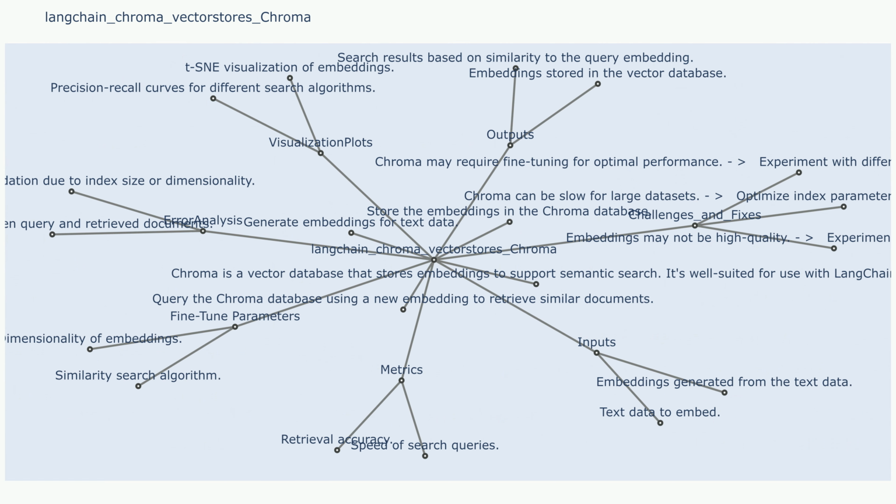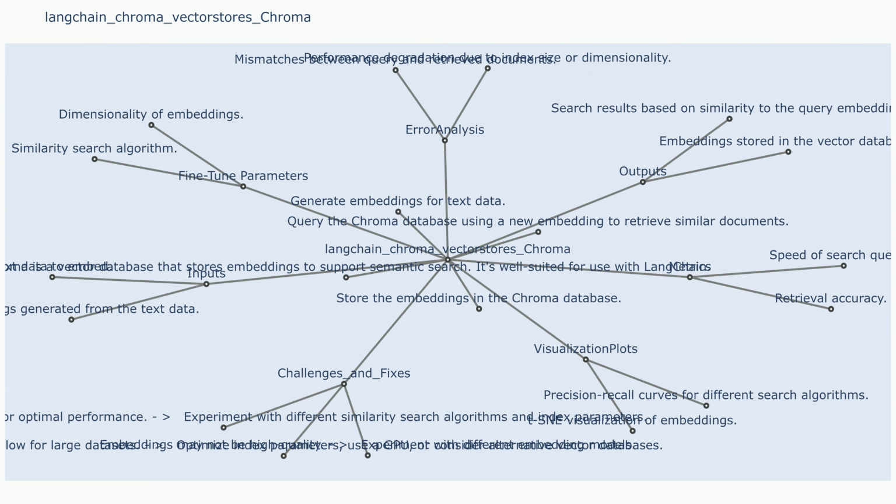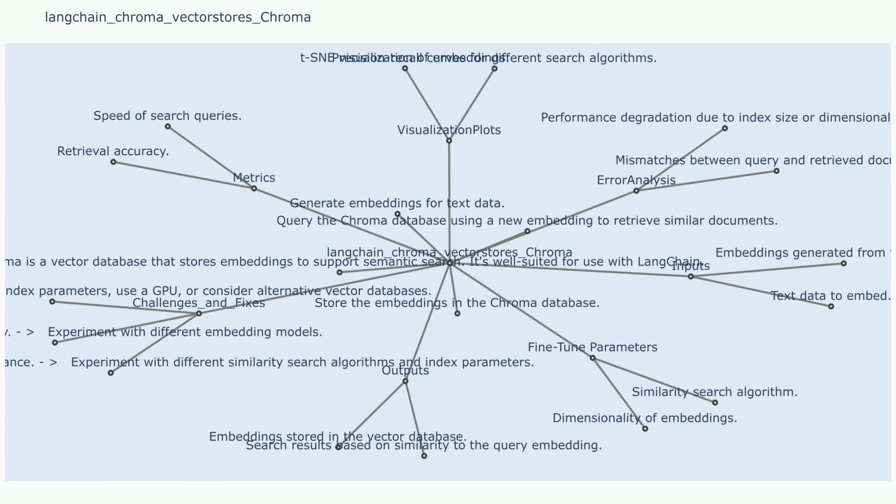Fine-tune parameters. Embedding model. You can experiment with different pre-trained embedding models, e.g., different OpenAI models, sentence transformers models, to find the one that best fits your specific application. Similarity function. You can choose from different similarity functions, e.g., cosine similarity, Euclidean distance, to adjust the way Chroma compares embeddings. Index parameters. Chroma offers parameters to fine-tune the HNSW index, impacting the search speed and accuracy trade-off.